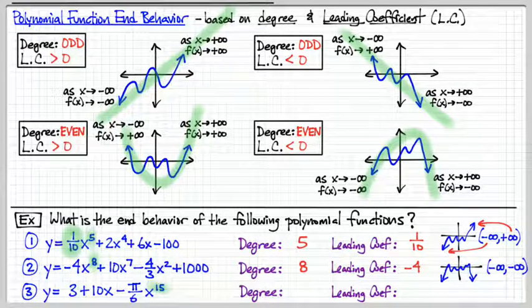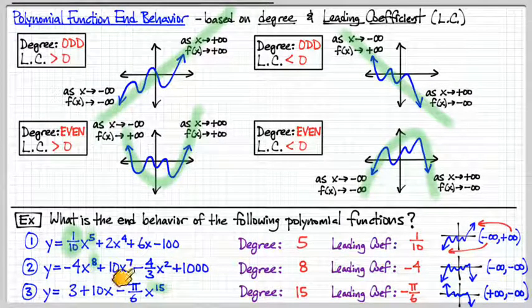The next one has a degree of 8, and it has a leading coefficient of -4, and so that's an example of this case right here. Even degree, leading coefficient less than 0. Again, think of a quadratic. Even degree, it's like a parabola. Leading coefficient's negative, it's like a down U.